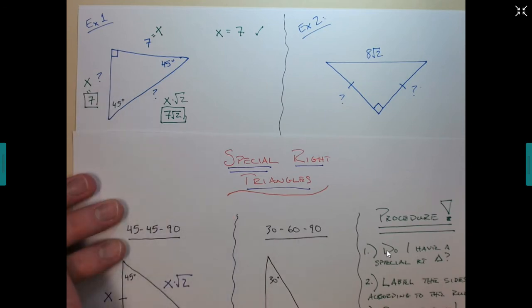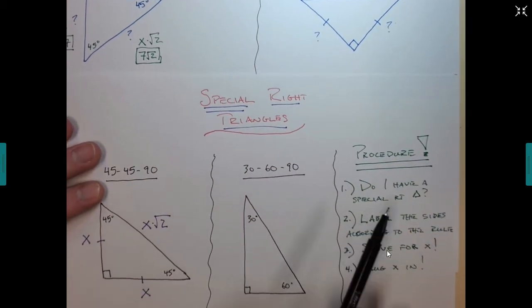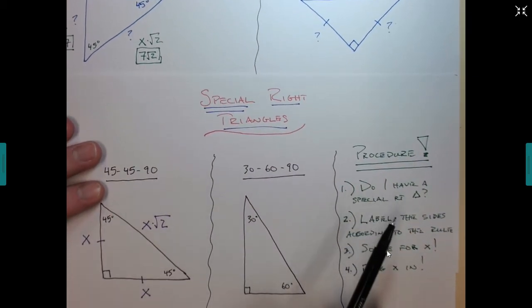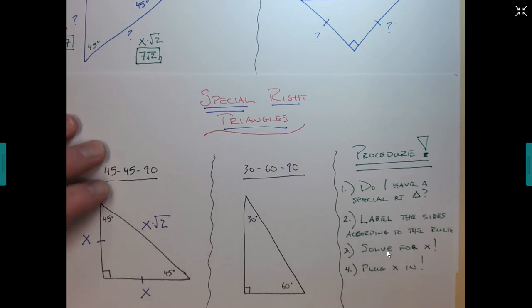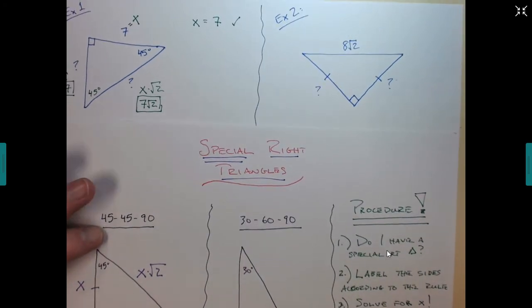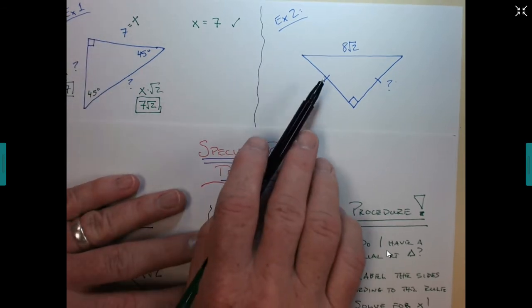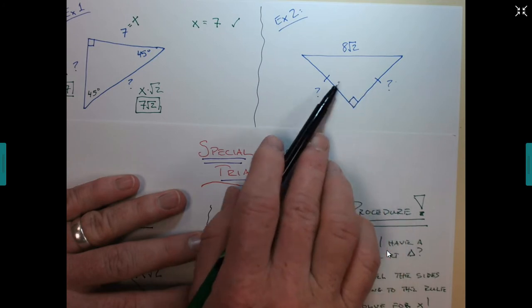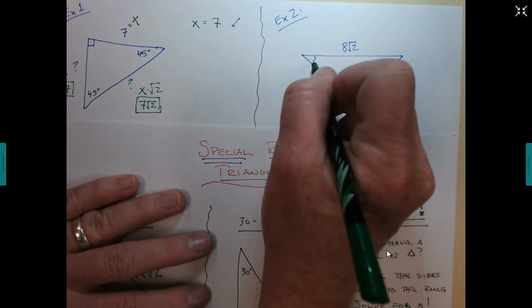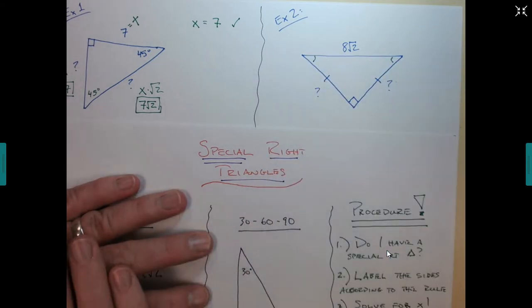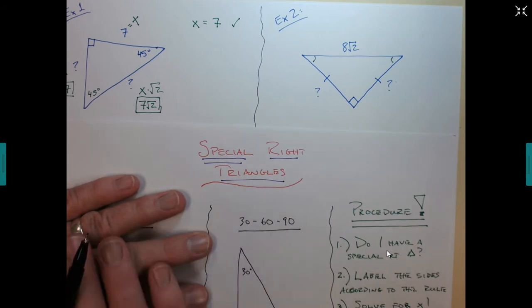Okay? So again, the procedure. Make sure you have a special right triangle. Label the sides according to the rule. Find out what x is, and go plug it in. So here we go. Let's try it again on example 2 here. I got 90 degrees. It is isosceles, which means these angles would be the same. This is a 45, 45, 90 triangle. So step 1, I'm good to go.